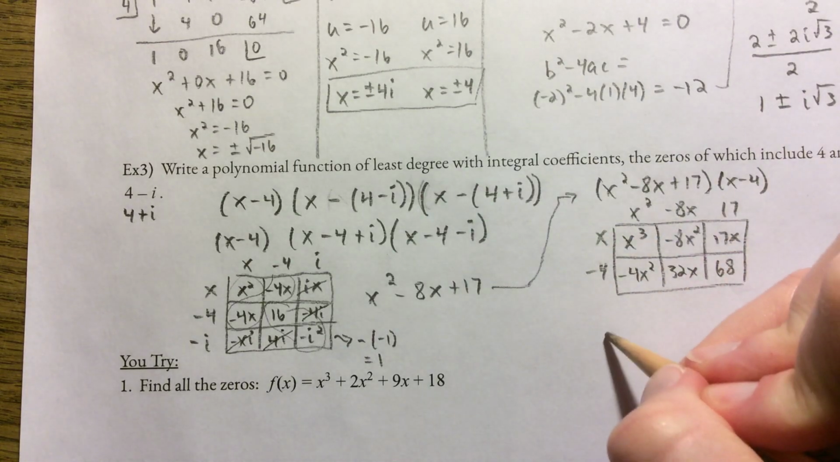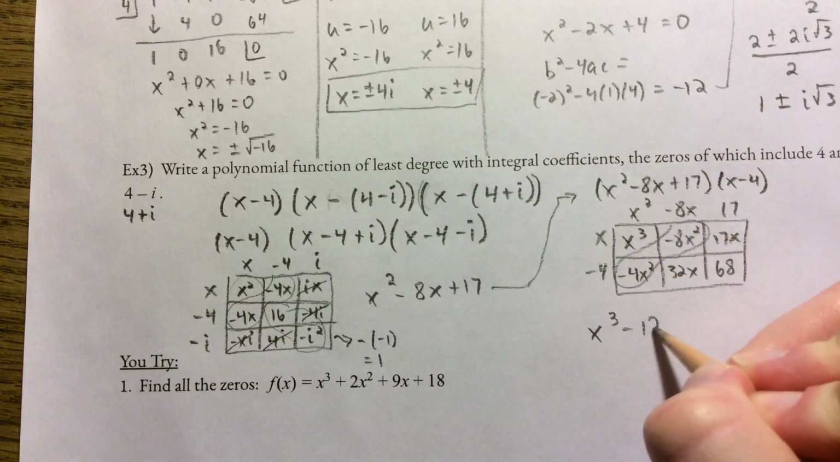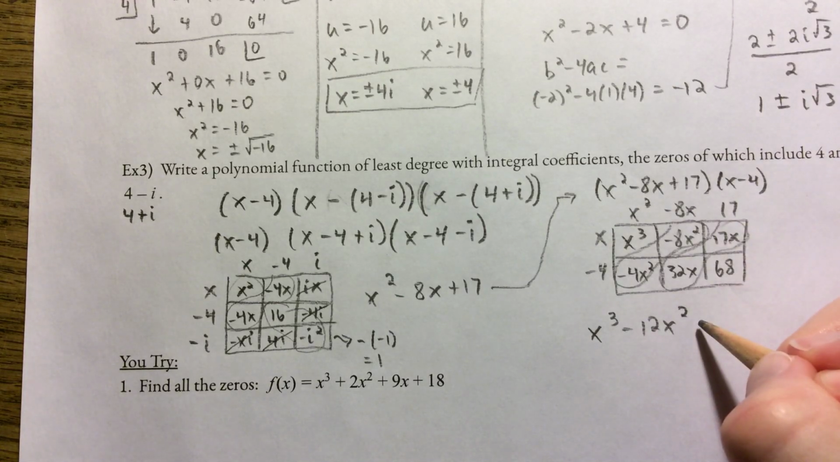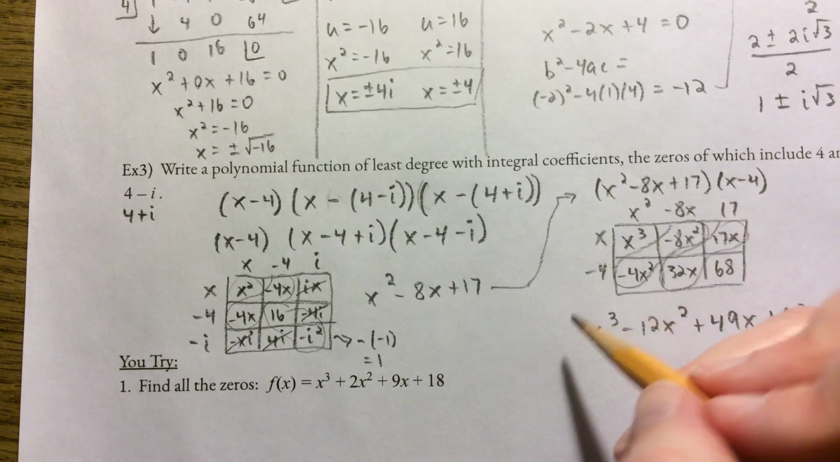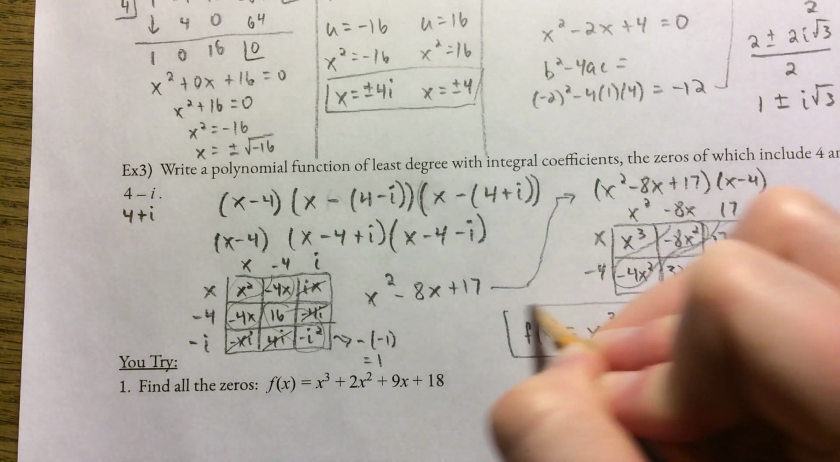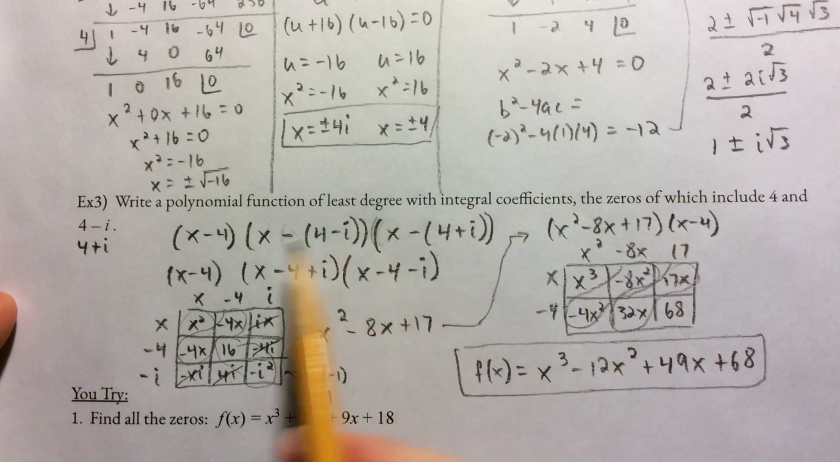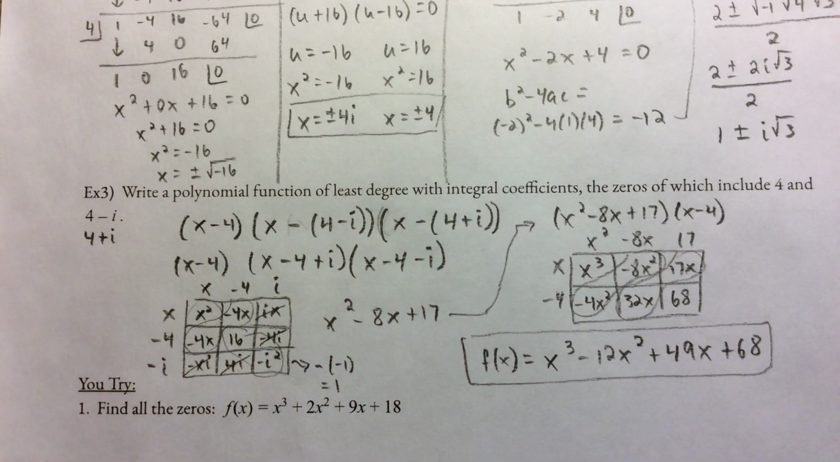So if I combine any like terms, I have an x cubed minus 12x squared. This would be 49x plus 68. So this would be the function that would have these as zeros. So the zeros of this would be the 4 that we used here, and then the 4 minus i and the 4 plus i that would come out of that.